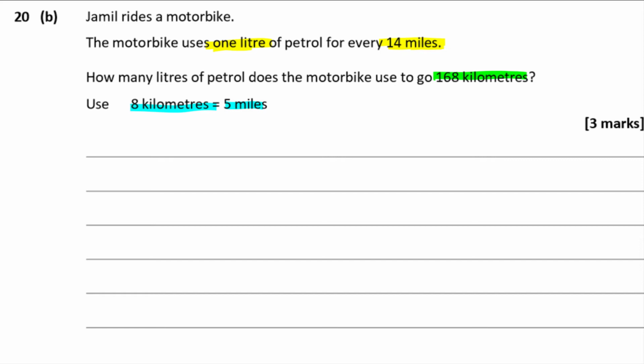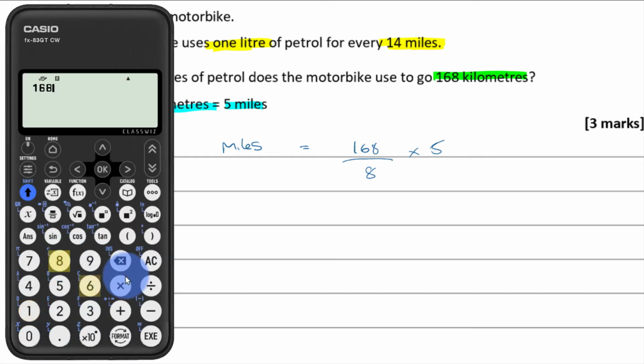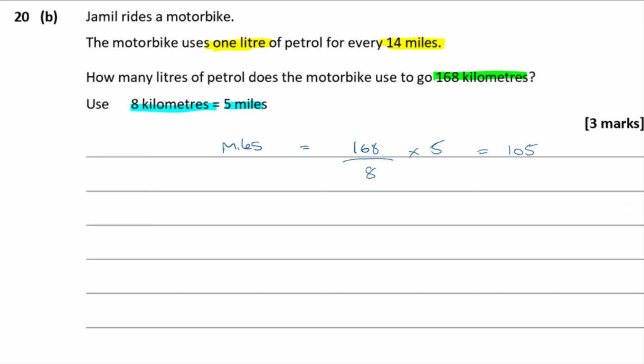So I'm going to use the ratio of kilometres to miles first to convert kilometres into miles. So miles is going to be equal to the 168 kilometres, and we're going to divide that by 8, and we're going to times it by 5, to convert from kilometres into miles. So 168 divided by 8 and then times by 5, that's equivalent to 105 miles. Now, miles are longer than kilometres, so you should get less miles compared to kilometres. So that's 105 miles.